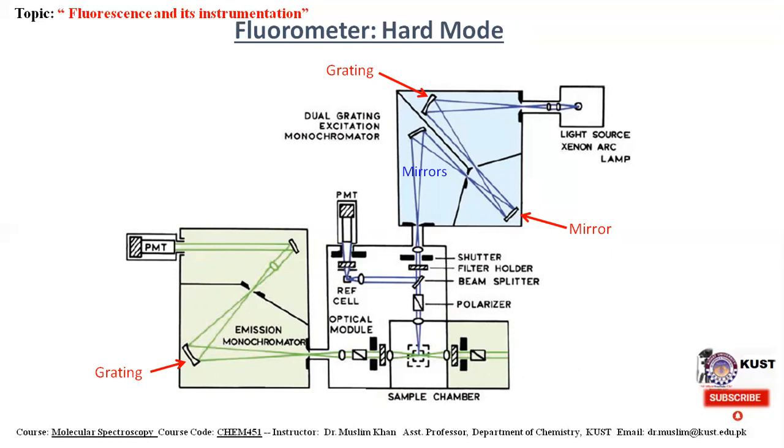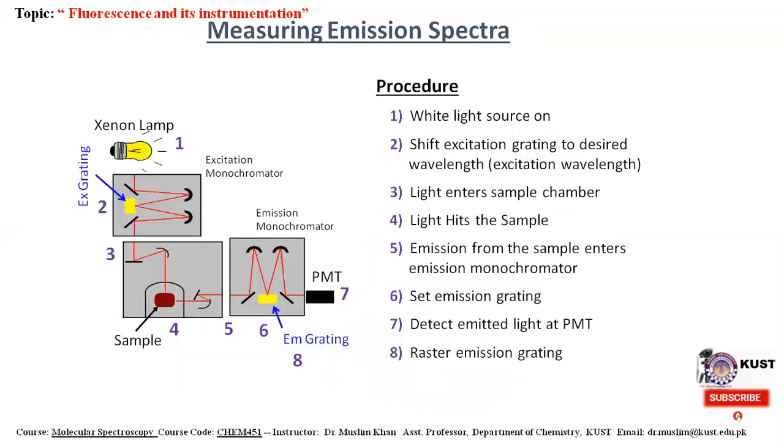fluorometers and instrumentation. So while measuring emission spectra, the procedure is like we have discussed for this fluorometer. First of all, turn on the white light source, this xenon lamp. Shift the excitation grating to a desired wavelength. You know somehow the lambda max of your sample. So shift the excitation grating to the desired wavelength, and light enters the sample chamber.